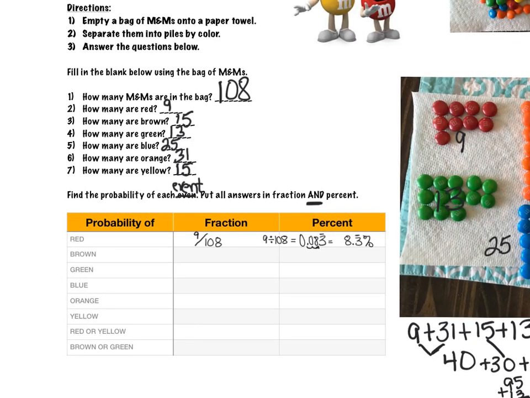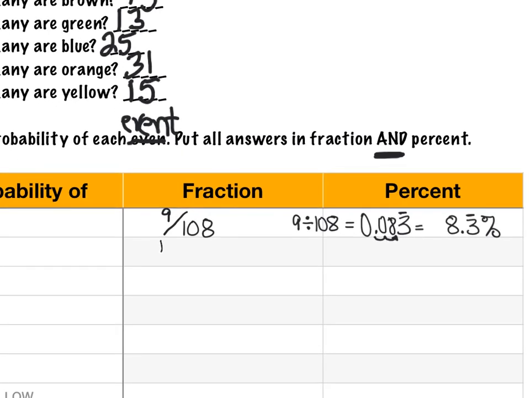Okay, the next one asks about brown. So if we look back up at question number 3, it says, how many brown are in my bag? There were 15 in my bag. Not every bag is the same. We'll see that in just a minute when I empty another bag. There were 15, so I had 15 brown out of the 108 total number of M&Ms in the bag.